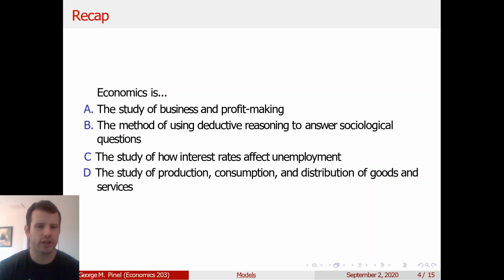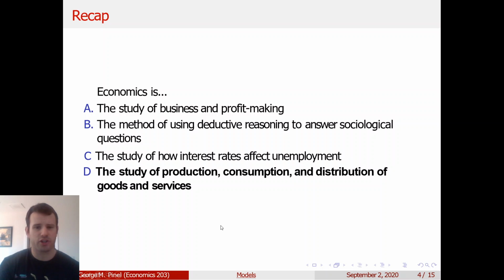Okay, question C, or answer C, the study of how interest rates affect unemployment. Very much an economics question, in particular a macroeconomics question, but that's just one question among millions. So it can't be C, so the answer must be D, the study of production, consumption, and distribution of goods and services. And I went in depth about this definition in the first slide, so I'm not going to cover it any further.